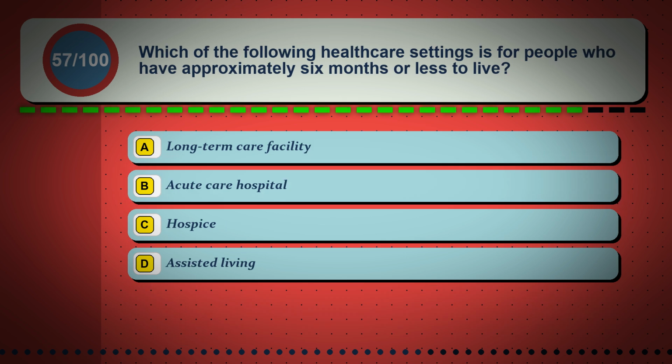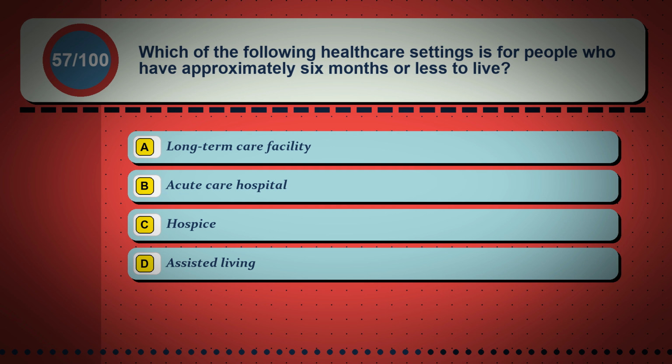Question 57. Which of the following healthcare settings is for people who have approximately 6 months or less to live? Option A. Long-term care facility. Option B. Acute care hospital. Option C. Hospice. Option D. Assisted living.